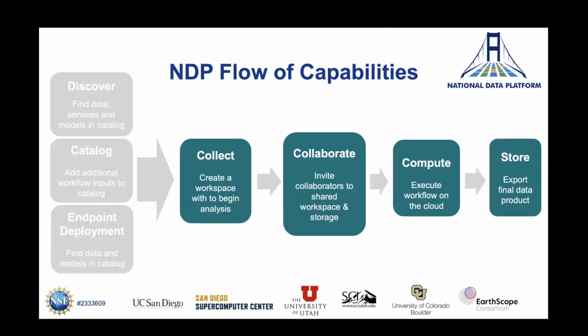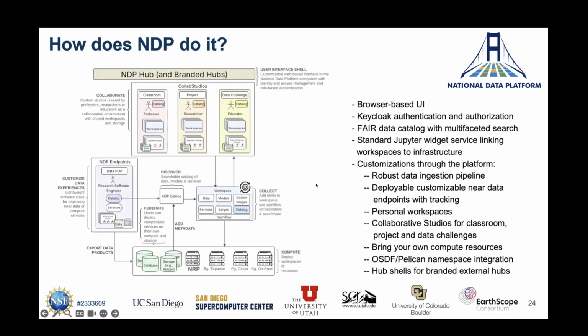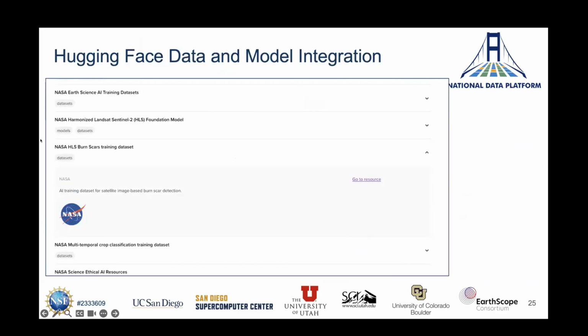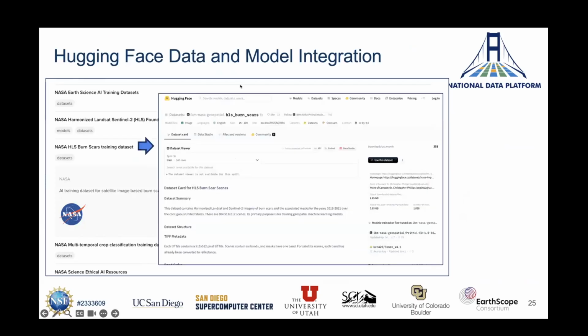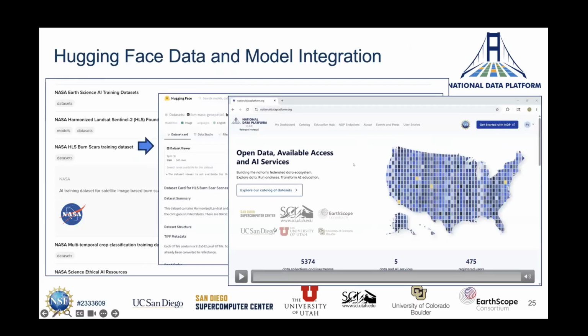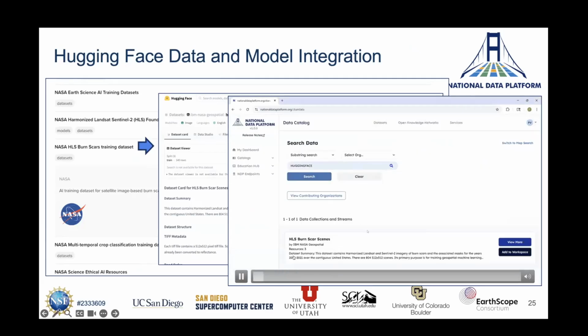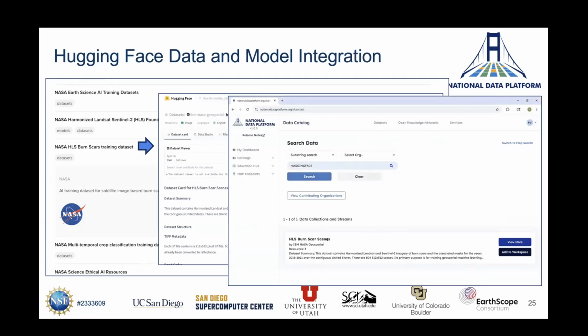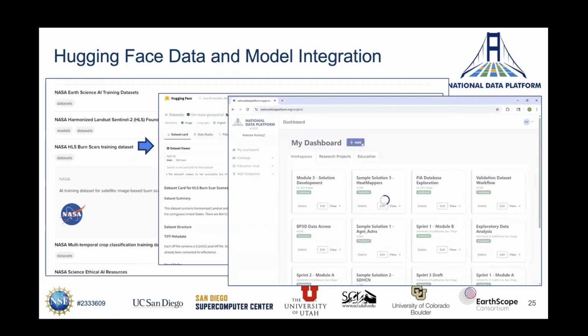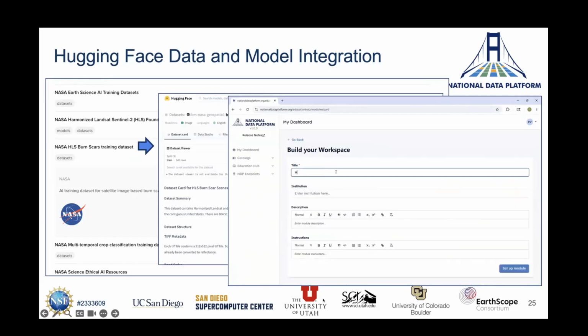So then there's the rest of it, okay? Collect, collaborate, compute. How does that happen? As I mentioned, you can collect things in a workspace and share in collaborative studios. Something that you can collect, for instance, is Hugging Face model and data integration. If the data is published there, you can bring that into a workspace in NDP. This was one of the NAIR data sets that was published, and that data set is cataloged in NDP. We have actually tried automatic ingest from Hugging Face, and then you can add that to your workspace.